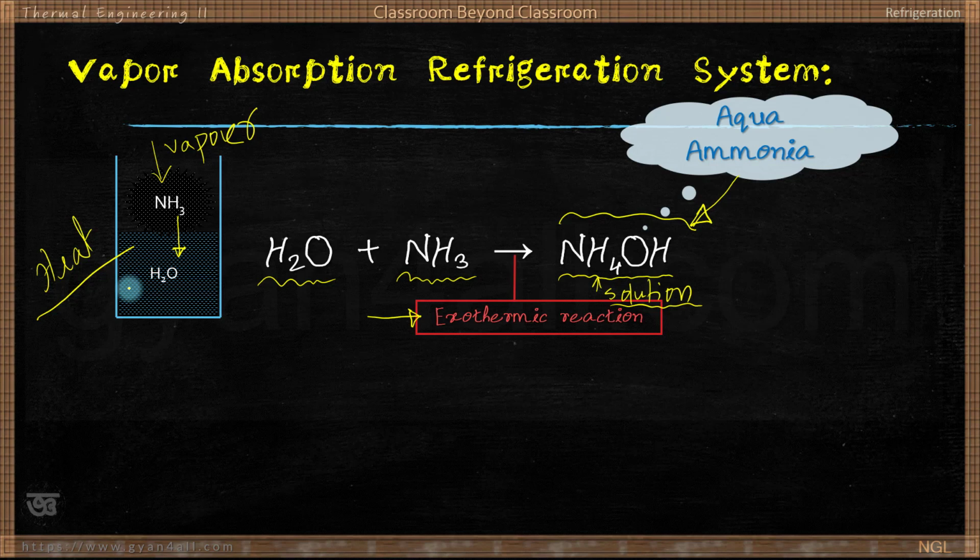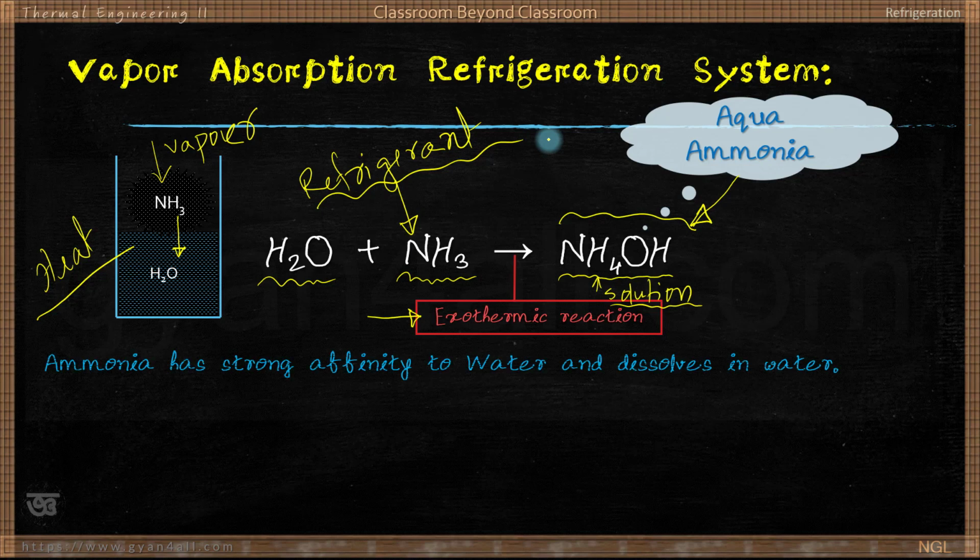This principle will be used in our discussion of the absorption refrigeration system, and this is also called the ammonia absorption refrigeration system if we use ammonia as refrigerant. So what is the role of ammonia in this case? This is the refrigerant. That is why it is called the ammonia absorption refrigeration system, if we use ammonia as refrigerant and water as absorbent. Water will be called the absorbent.